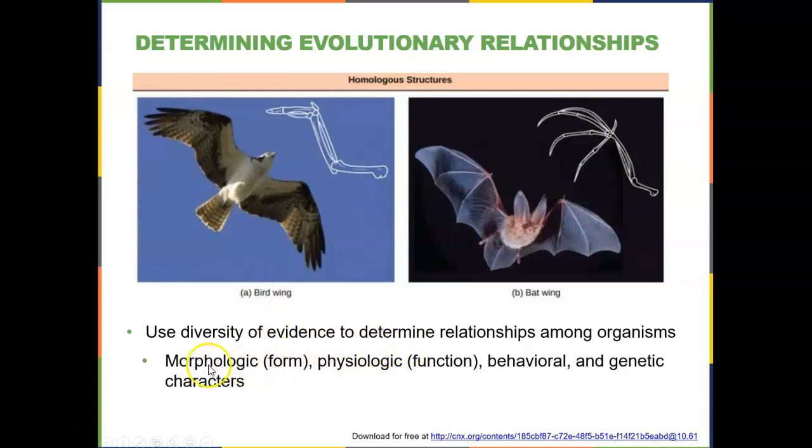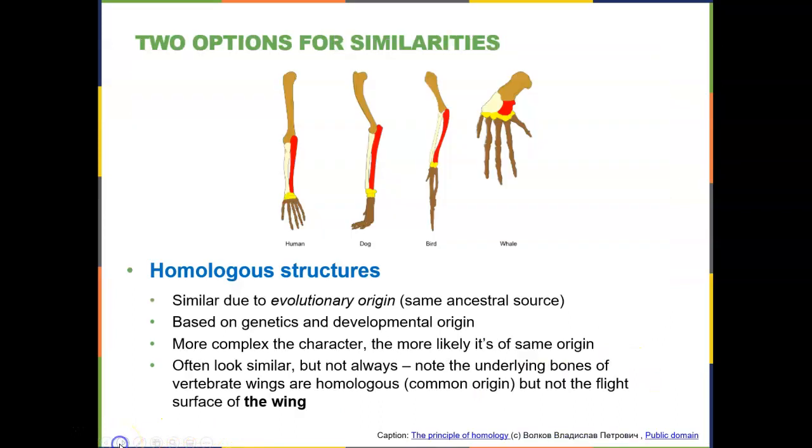We can use morphologic, or anatomy. We can get that through fossils or through living organisms. Physiologic, or function, behavioral, and lastly genetic, which would be molecular, going right to the DNA or the RNA.